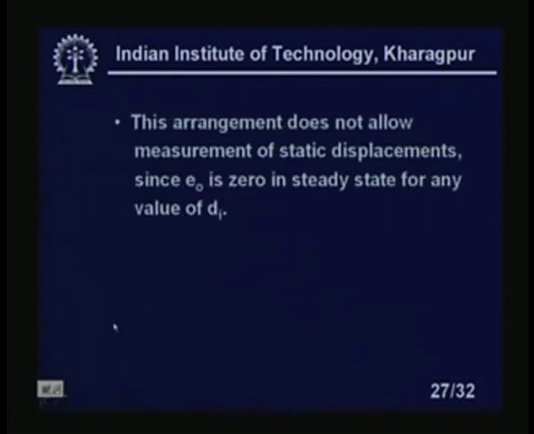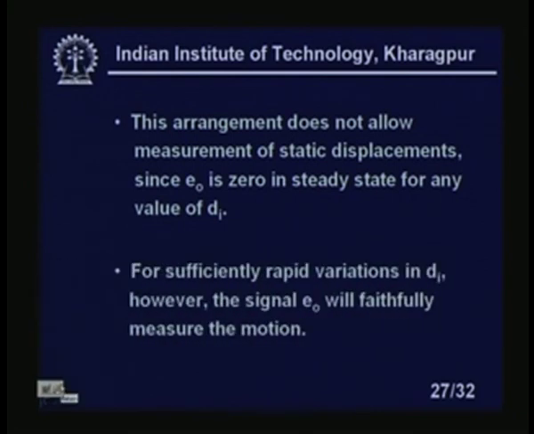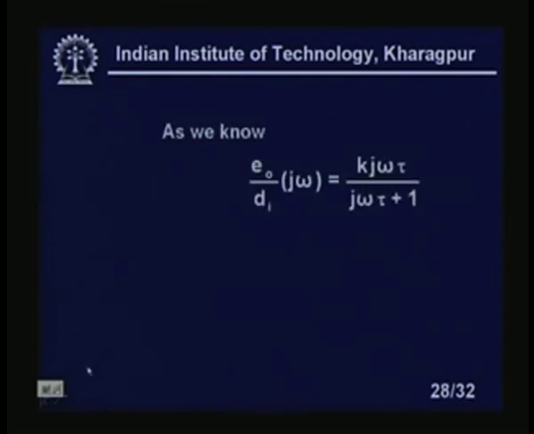Now, as I told you earlier also, this arrangement does not allow measurements of static displacement, since E naught is 0 in steady state for any value of di. For sufficiently rapid variation in di, however, the signal E naught will faithfully measure the motion. You can see that E naught by di is j omega k, j omega tau upon j omega tau plus 1, where tau is the time constant of the system. For omega tau much greater than 1, E naught by di equal to k, right.